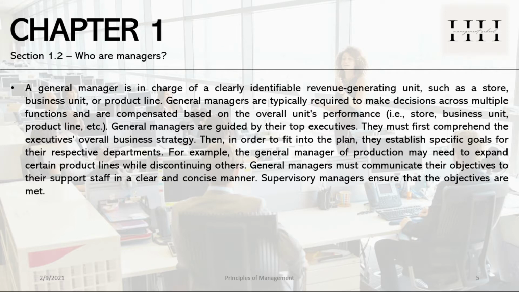General managers are guided by their top executives. They must first comprehend the executive's overall business strategy. Then, in order to fit into the plan, they establish specific goals for their respective departments. For example, the general manager of production may need to expand certain product lines, while discontinuing others. General managers must communicate their objectives to their support staff in a clear and concise manner. Supervisory managers ensure that the objectives are met.